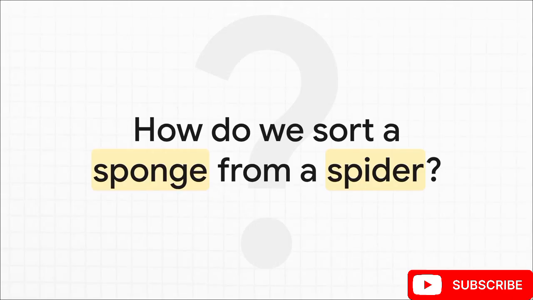It sounds like a pretty simple question, right? But the answer, well, the answer gets to the very heart of how we classify life. A sponge and a spider are both animals, sure, but they could not be more different. One is basically a simple filter feeder stuck to a rock. The other is this complex, active predator. To really sort them out, we've got to look a lot deeper than what we just see on the surface.